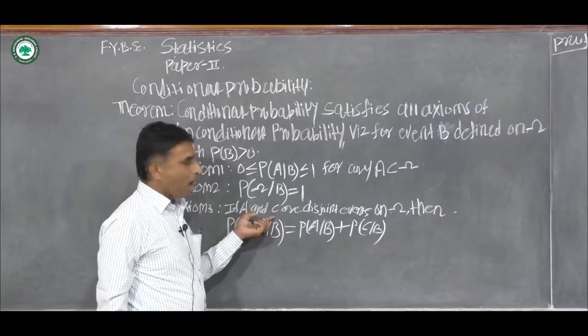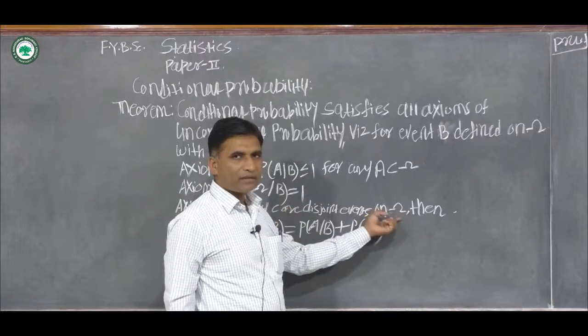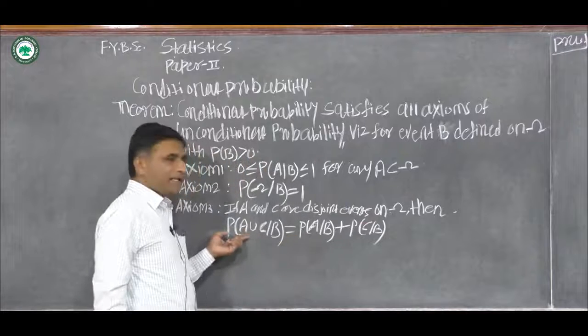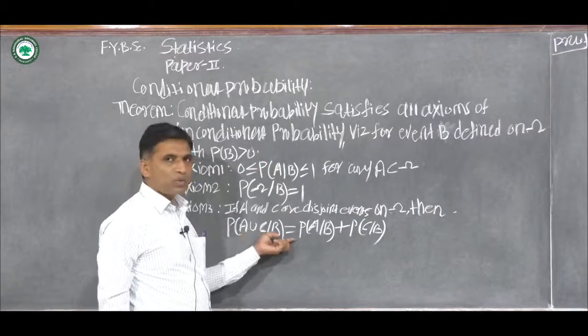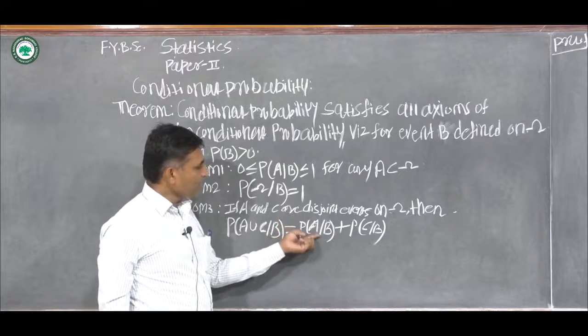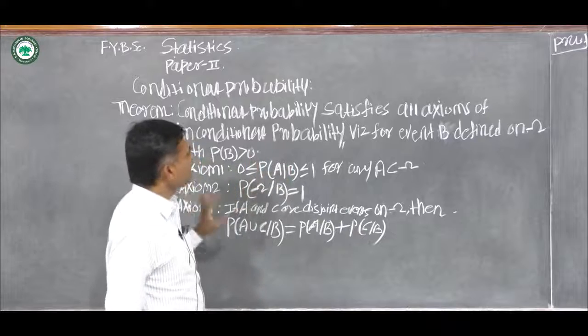The second axiom is that the probability of omega given B is equal to 1, and axiom number 3 is: if A and C are disjoint events on omega, then the probability of A union C given B is equal to the probability of A given B plus the probability of C given B. We have to prove this theorem.